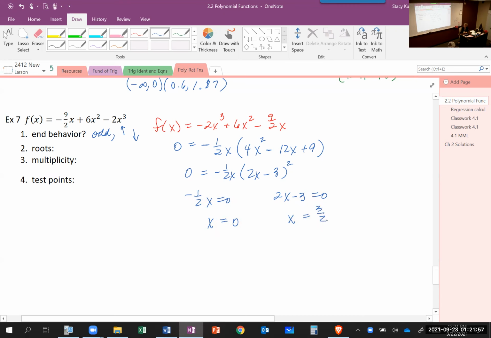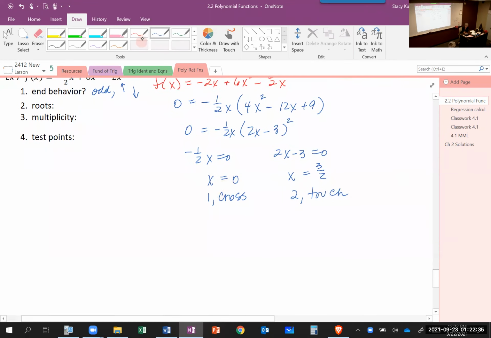So I can write it as a square here. If I take the square root of it, since the other side is already 0, it just cancels that part out. But what's the multiplicity now at this root of 0? 1. And so we're going to do what there? Cross. What's the multiplicity at 3/2? 2. So we're going to do what? Touch.